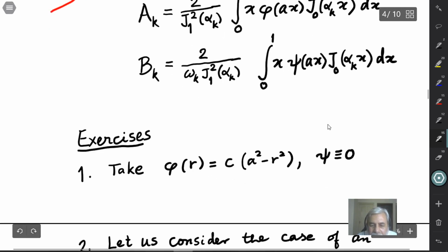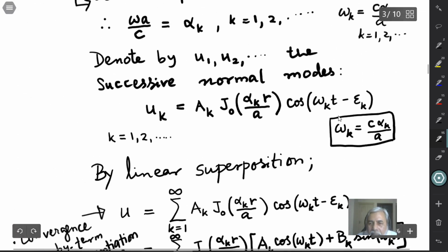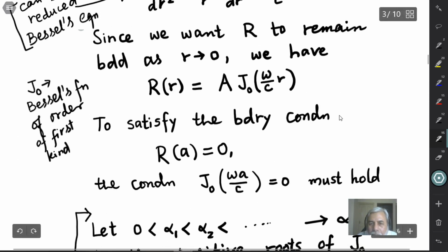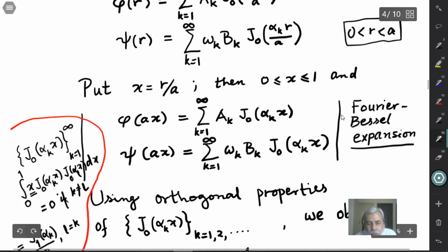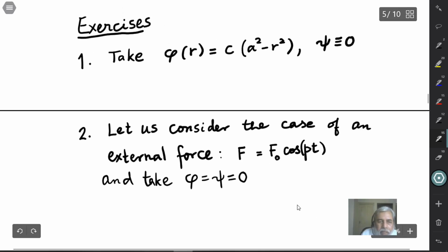That's one exercise. And another exercise: from the beginning you have taken this external force to be 0, and now you take the external force to be a periodic function of time only. You can take just initial data 0, and again obtain the solution. So these are the exercises. Obtain the solution.